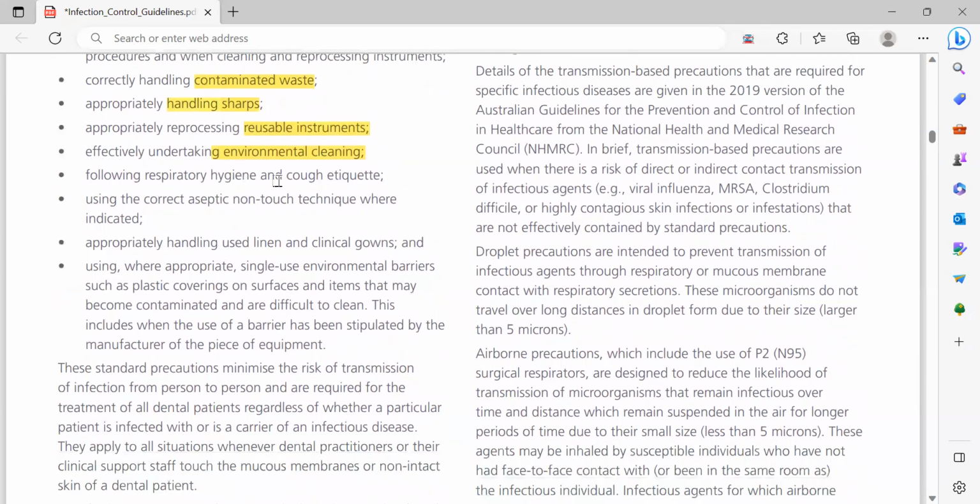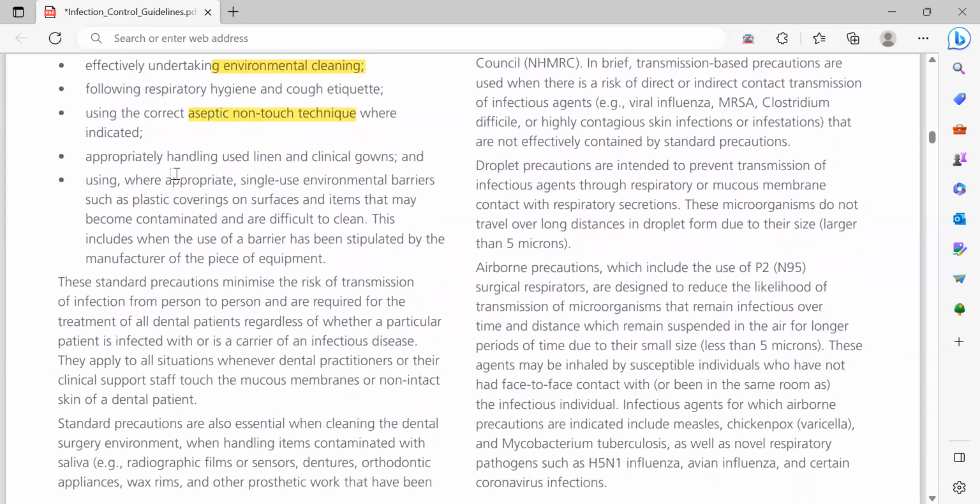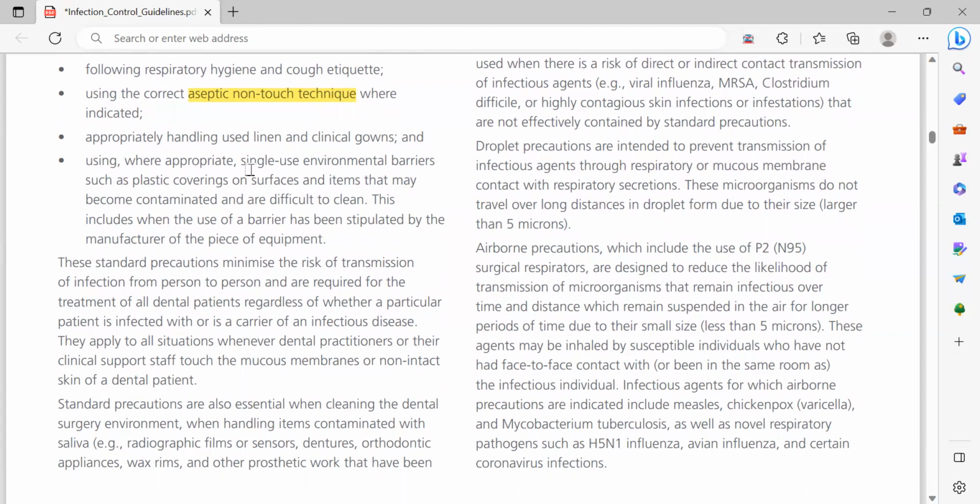Following respiratory hygiene and cough etiquette, then using the correct aseptic non-touch technique where indicated, appropriately handling used linen and clinical gowns, and using where appropriate single-use environmental barriers such as plastic covering on surfaces and items that may become contaminated and are difficult to clean. For example, the curing light. It is very difficult to sterilize or clean it, so it is important to put a barrier on top of that.